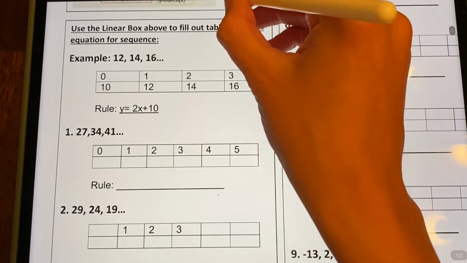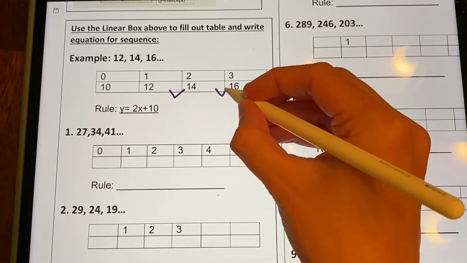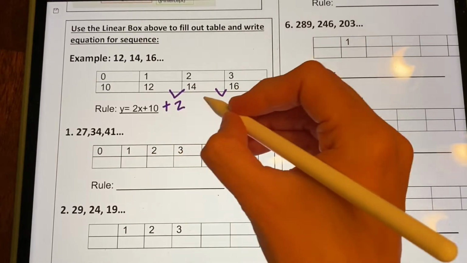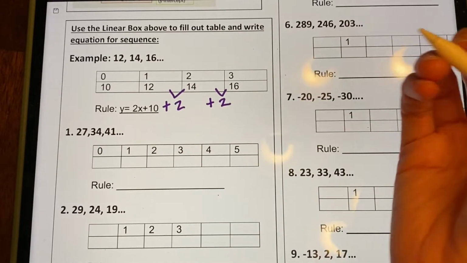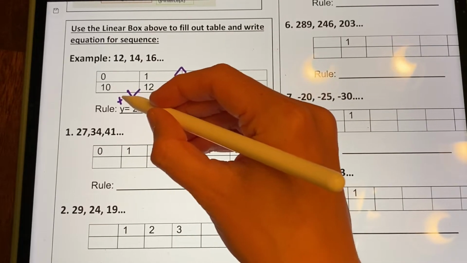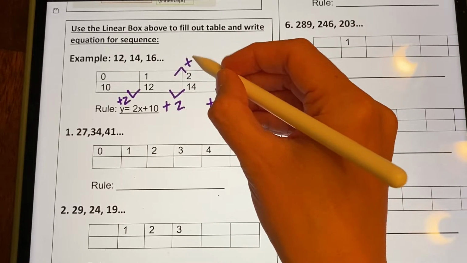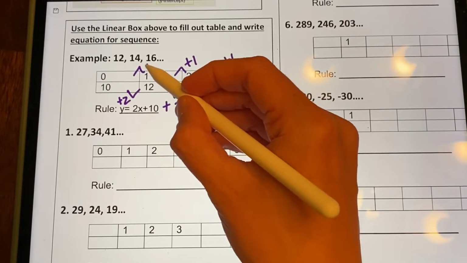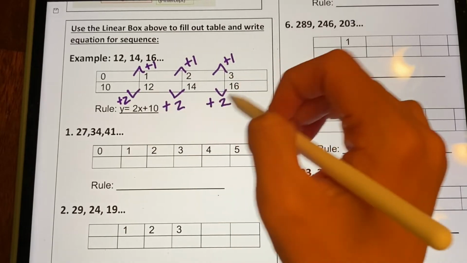So what you're going to do is you're going to say, what is the change in y, okay? So what's happening every time, okay? And this one is from 12 to 14, we're adding 2. And the change in x, and same thing here, it's add 2. And then the change in x here is plus 1, okay, plus 1, because they're going up 1 each time, and the bottom's going up 2 each time.